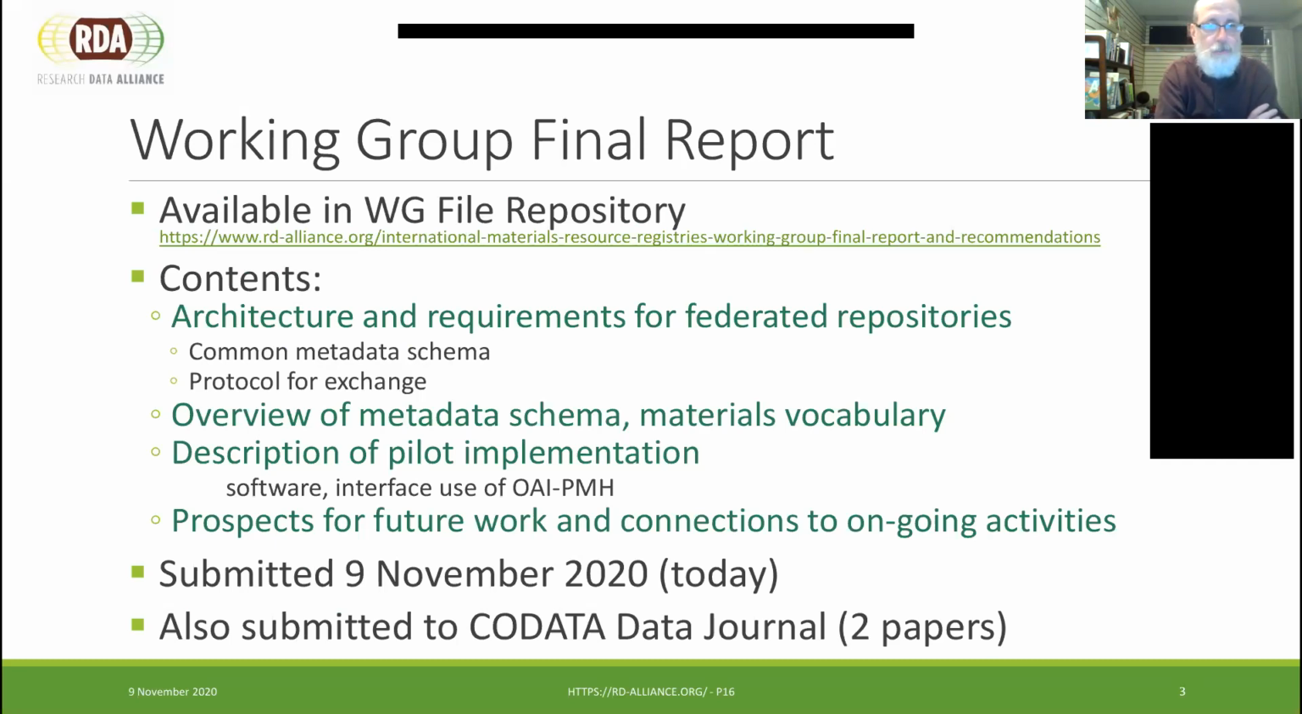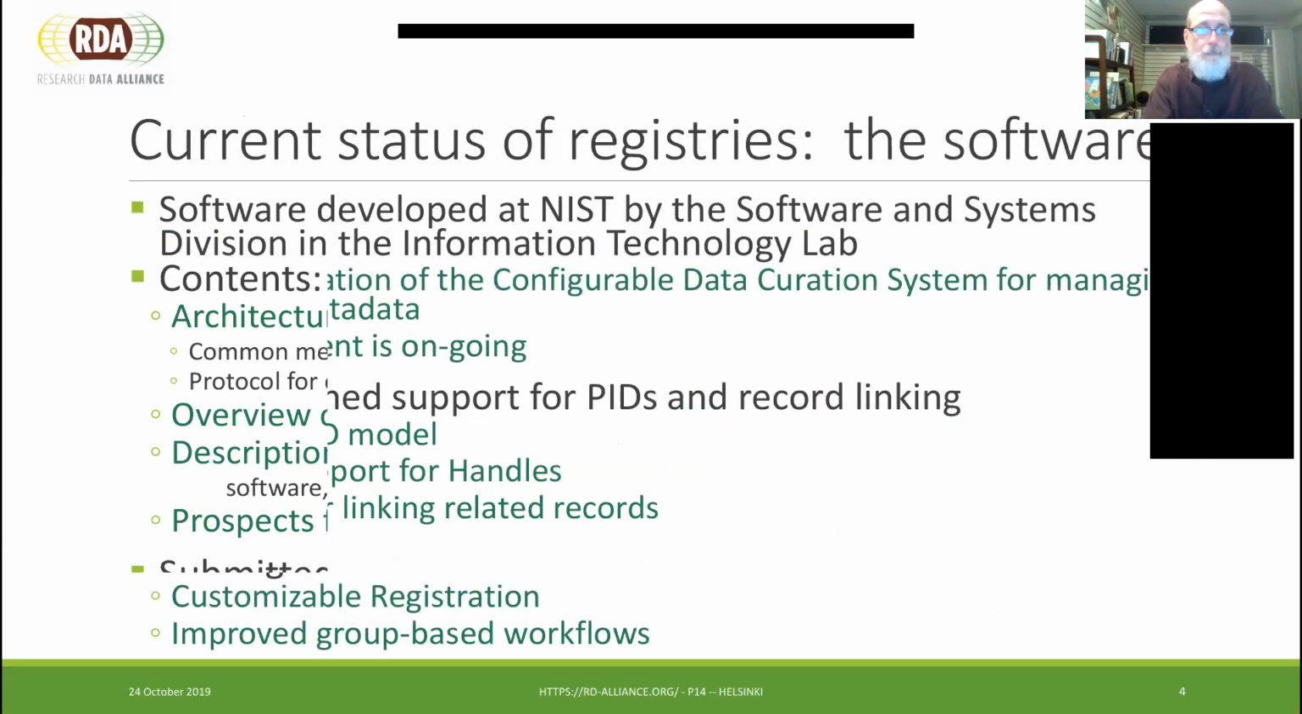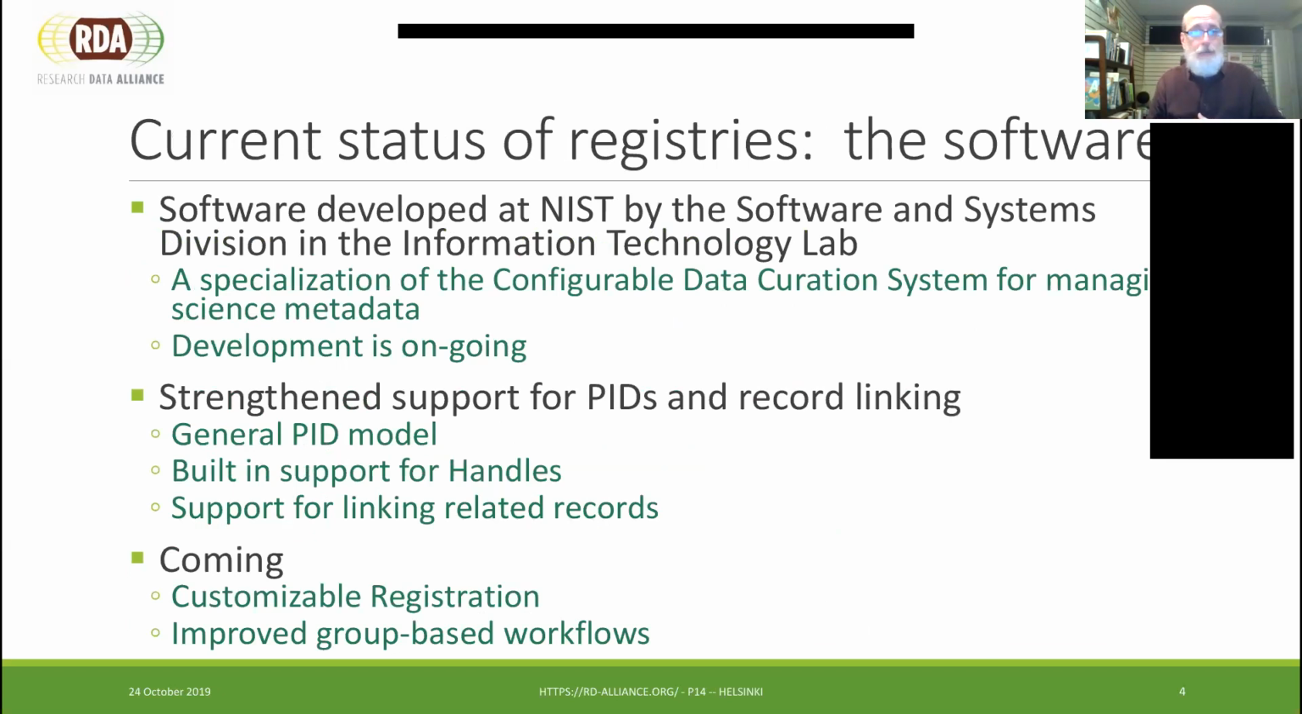This report is more than just a report of what we did and how it all works, but really was meant to lay out what the architecture is and the requirements for a federated registry system, so it could serve as a roadmap for any other community that wanted to come along and implement a registry for their community. What were the parts? What are the things that they would have to plug into that? And that architecture is implementation-indifferent, if you will. I'll also mention that this report has been submitted as two papers to the CODATA Data Science Journal, one on the registry architecture and system, and the other on the metadata schema and the vocabulary. And that should be coming out in the next year.